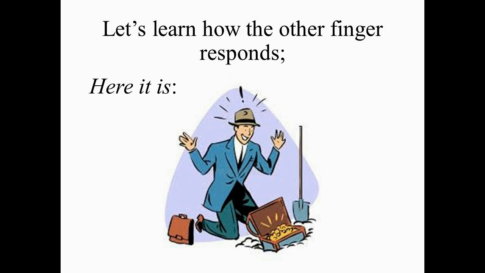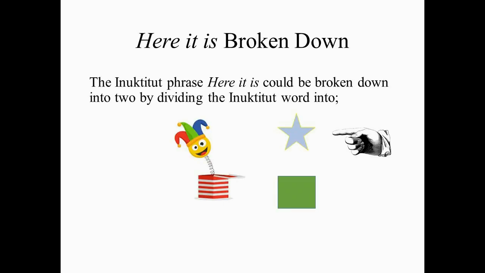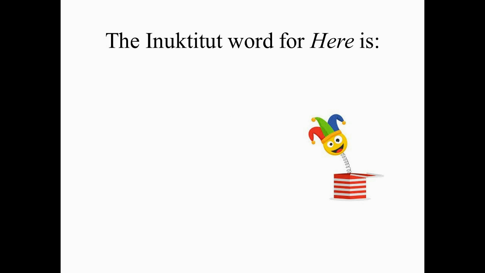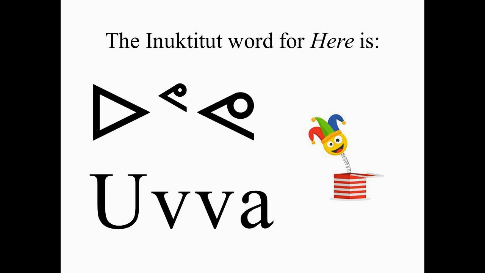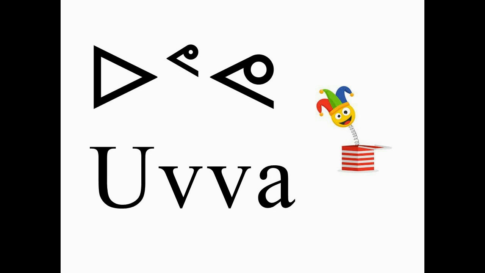Here it is. The Inuktitut phrase, here it is, could be broken down into two by dividing the Inuktitut word into here and this. Let's look at each of them. The Inuktitut word for here is uva. Uva. Uva.